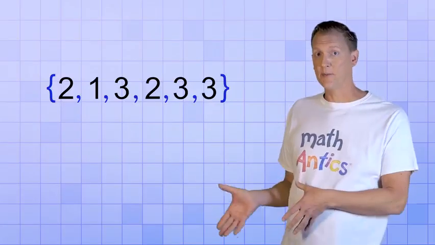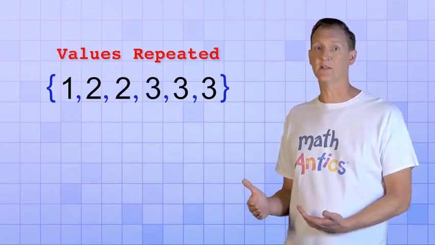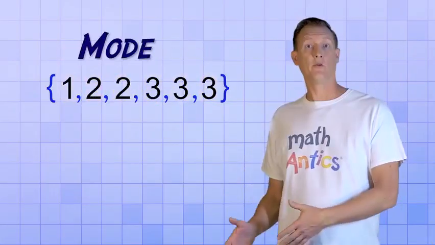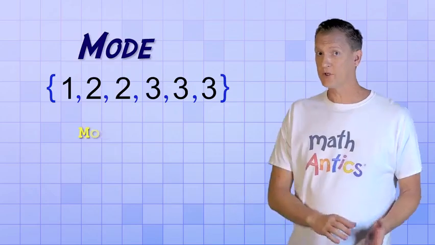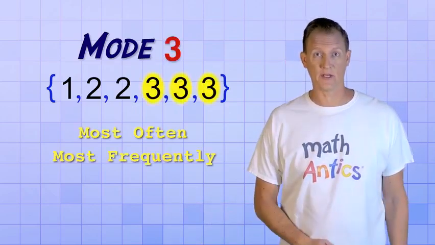This set has 6 members, but some of the values are repeated. If we rearrange them, you can see that there's 1, 1, 2 2s, and 3 3s. The mode of this data set is the value that occurs most often or most frequently, so that would be 3 since there's 3 3s.